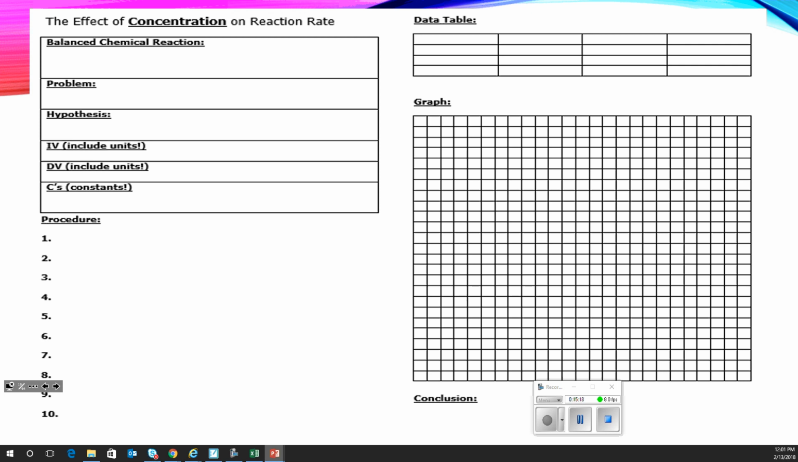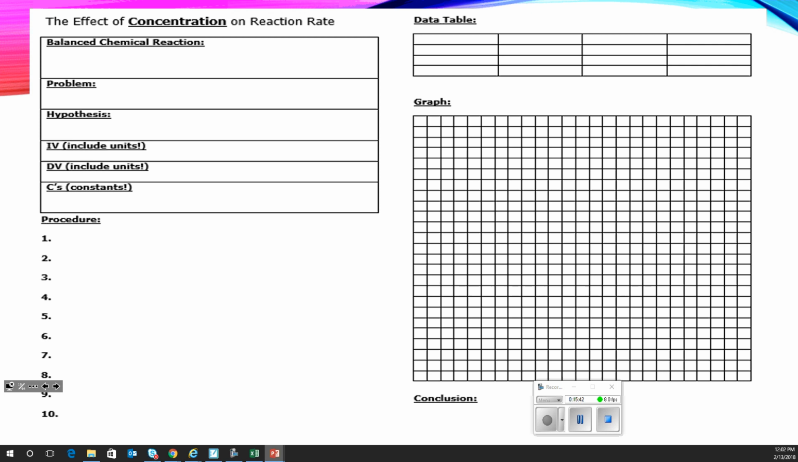Before I allow you back in lab next time, you need to have all three of these ready to go. You need to tell me the balanced equation. You need to tell me the problem. This is easy, guys. You look at the top and you say the effect of concentration on reaction. The problem is, what is the effect of concentration on reaction rate? Okay, that's not hard. Your hypothesis is, what do you think is going to happen?